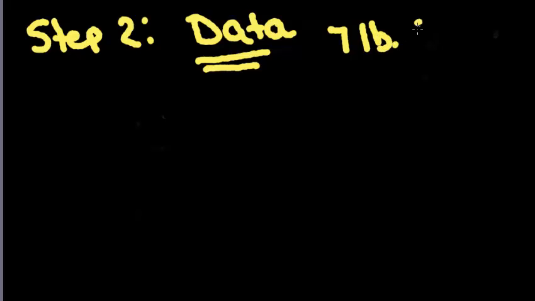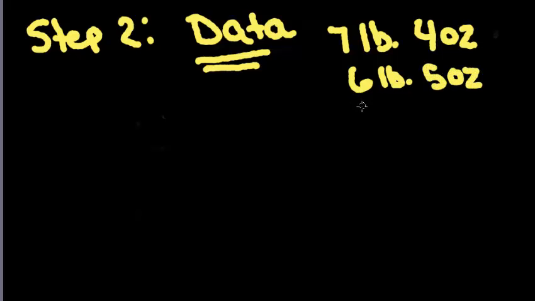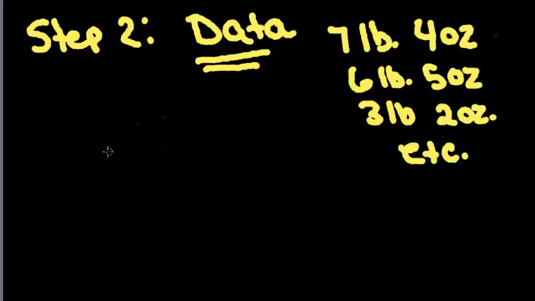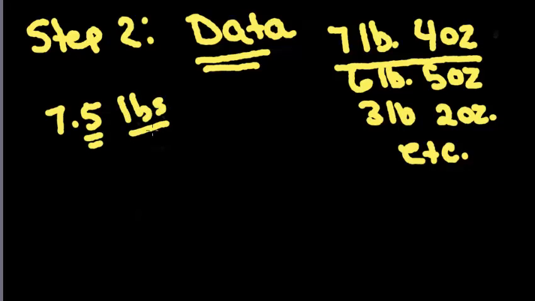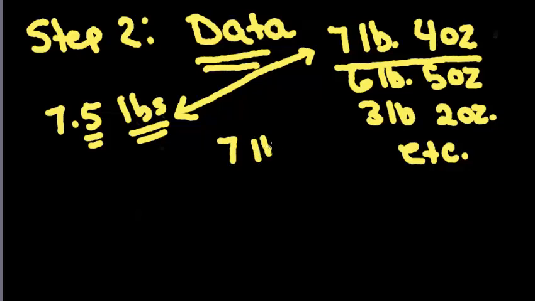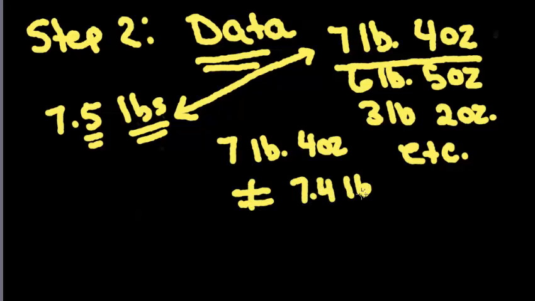Let's say we have 7 pounds, 4 ounces, and 6 pounds, 5 ounces, 3 pounds, 2 ounces, etc. Now, if you look at this, our real data is going to be given in pounds and ounces. But if you notice our hypothesis, it was 7.5 pounds. That was in decimal form. So I have to convert this to match that. 7 pounds, 4 ounces is not 7.4 pounds.